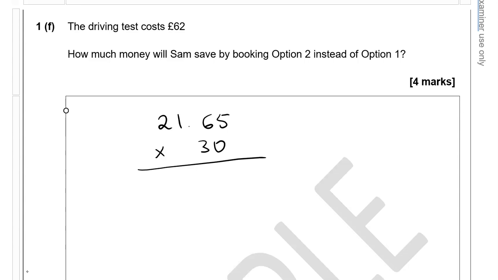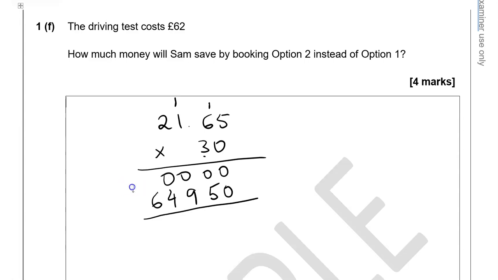When multiplying by 0, it just gives us zeros. So putting now 1 0 down and looking at 3. So 3 times 5 is 15. 5 down and 1 carried over. 3 times 6 is 18 and the 1 is 19. 3 times 1 is 3 and the 1 is 4. 3 times 2 is 6. So 5, 9, 4, 6.